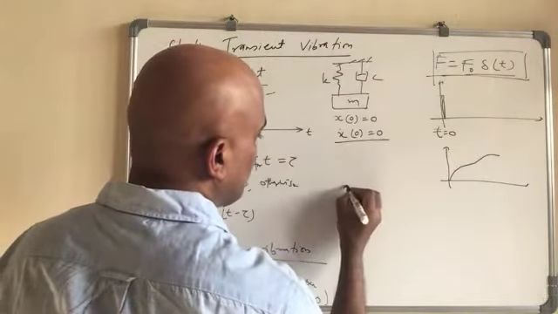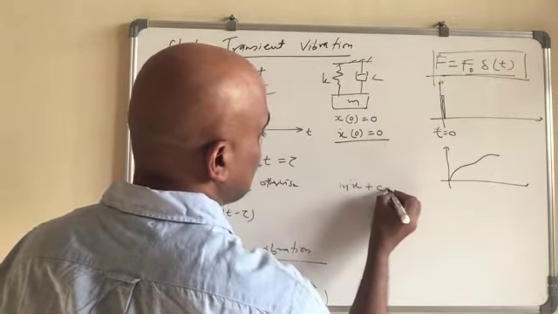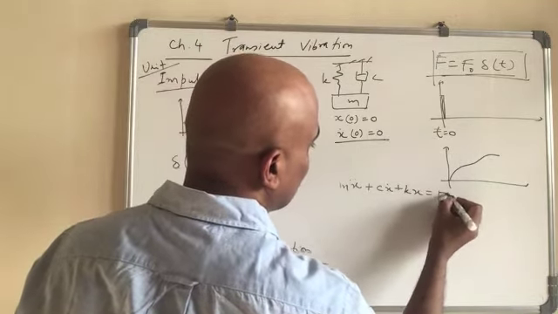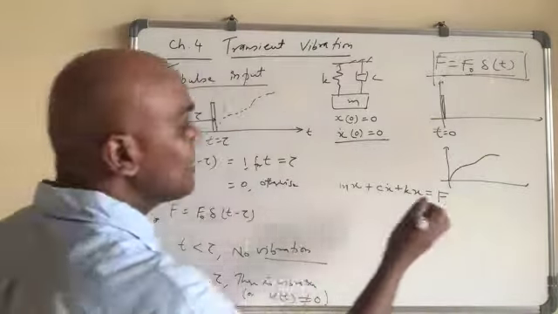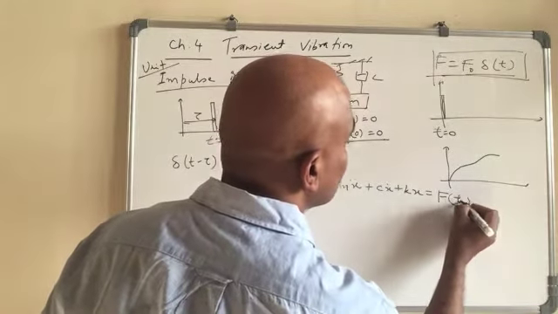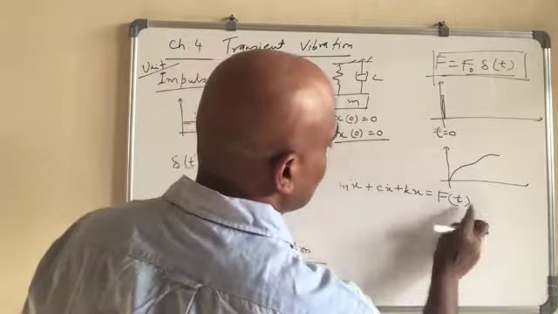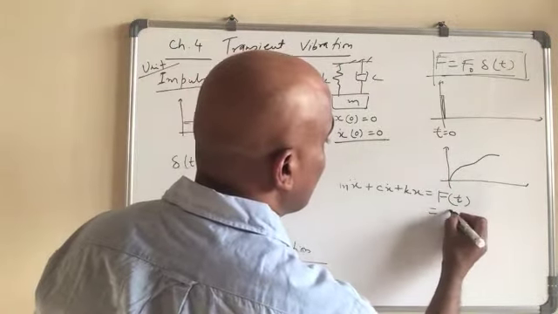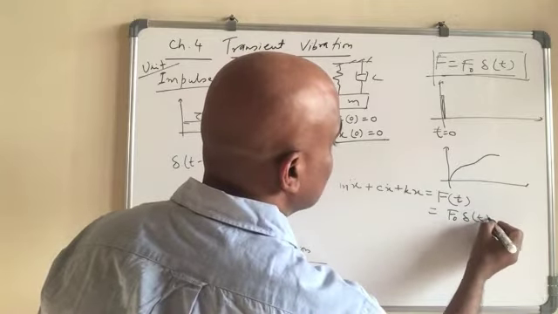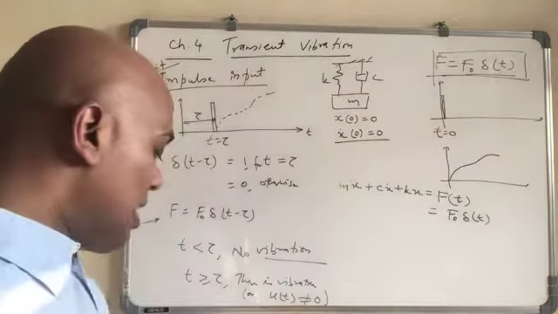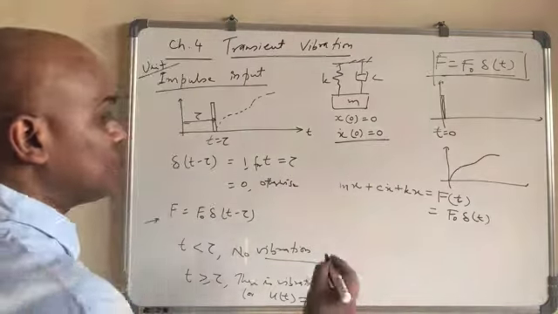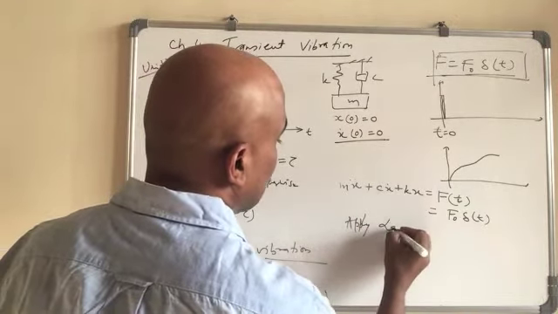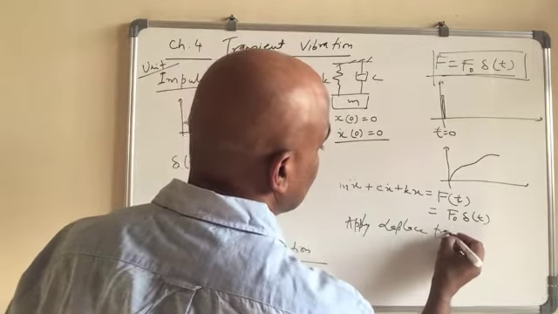From here, if you recall, m x double dot plus c x dot plus k x equal to F. Now there is a general force F applied, so equal to F of t. But in this case, what is F? F equal to F naught delta t. So straight away we can apply the Laplace transform and see what happens.